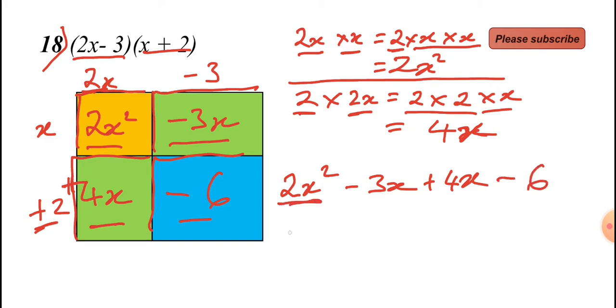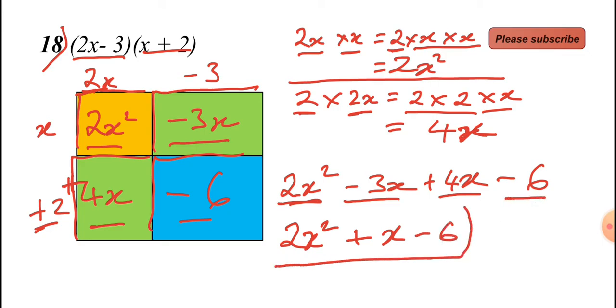So the 2x squared, there's no collecting like terms, so just copy it exactly as it is, 2x squared. And then the minus 3x plus 4x is plus 1x, which we can just write as plus x. We don't write plus 1x, it's just plus x. So remember, minus 3 lots of x plus 4 lots of x is just plus 1x, which we can just write as plus x. And then this minus 6 just comes here. So the final answer is 2x squared plus x minus 6.